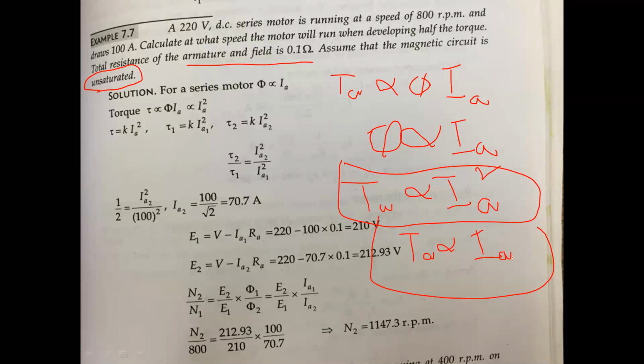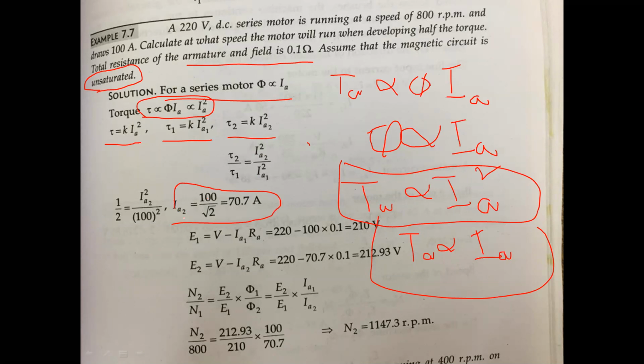So T is proportional to Ia. Unsaturation means flux depends upon Ia, so torque is proportional to Ia square. For a series motor, flux is proportional to armature current, torque is proportional to Ia, therefore torque is proportional to Ia square. T1 is proportional to Ia1 square, T2 is proportional to Ia2 square. So T2 by T1 equals Ia2 square by Ia1 square. Therefore Ia2 is calculated in the given data.